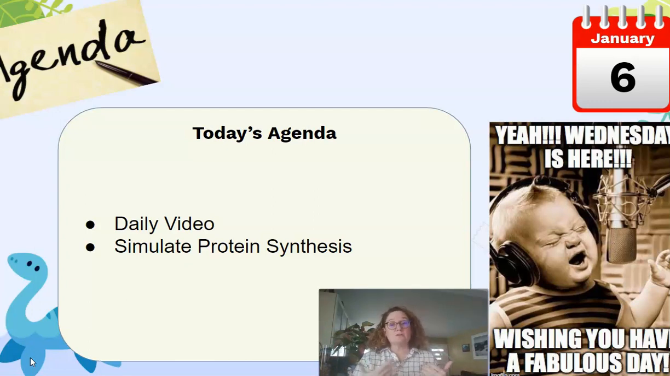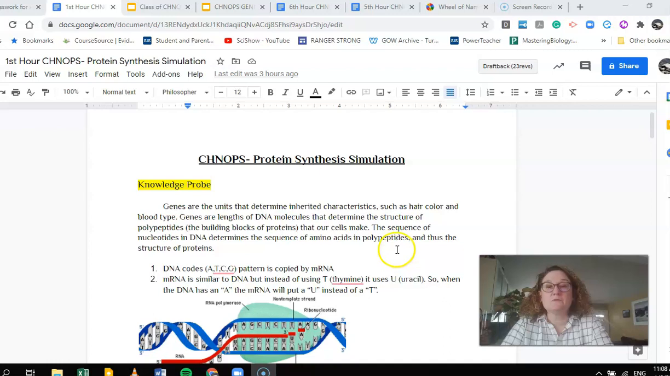So what we're going to start to look at today is this idea of how these proteins are actually created from the DNA. And so you're going to create a fictional organism called a GNOPS. So when you go on to Google Classroom, this is the assignment that you're going to see. Please read through this knowledge probe. It gives you some good background information about DNA and genes. This should look familiar too. This is the structure of DNA with the copied nucleotides, A matching to T and G matching to C.